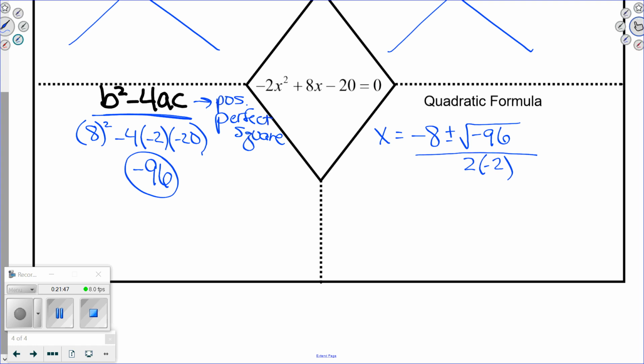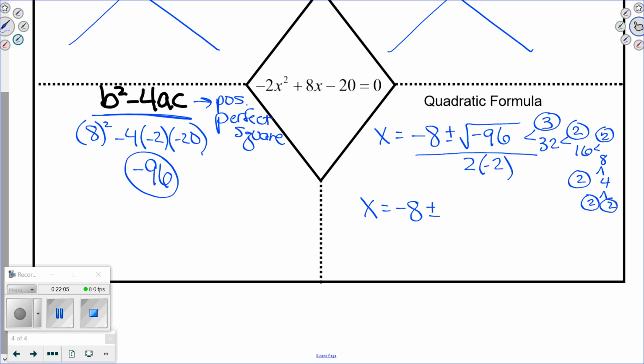All right, so we got to clean this up a little bit. So we know that is 3 and 32, 2 and 16, 2 and 8, 2 and 4, 2 and 2. A lot of 2's. So negative 8 plus or minus. See, pair of 2's gives me 4. There was a negative under there, so I know there's an i. And I have a leftover 2 and 3, which is going to make 6, all over negative 4.